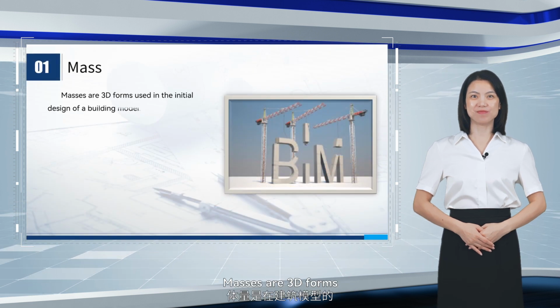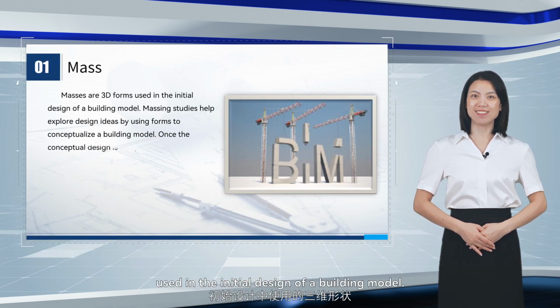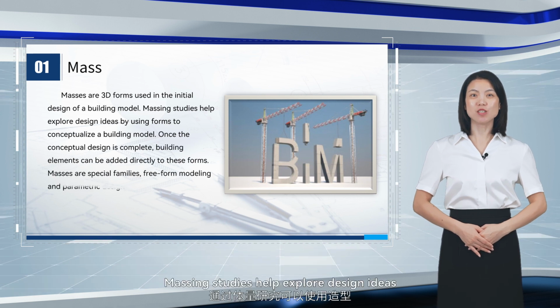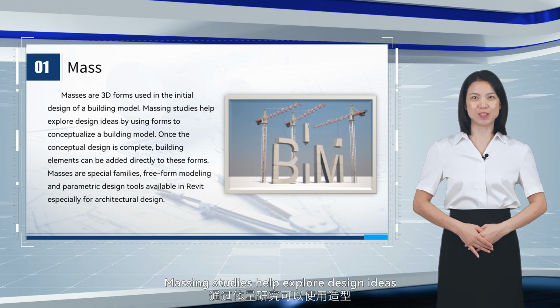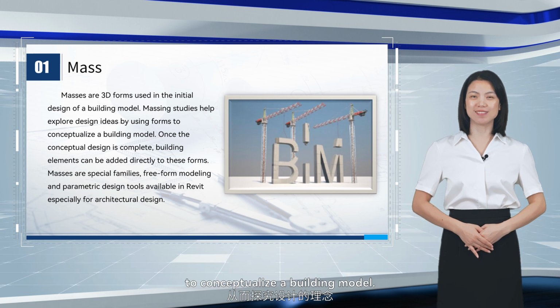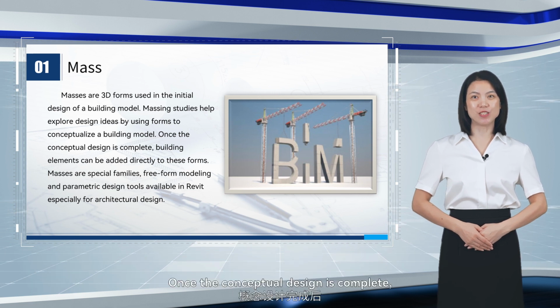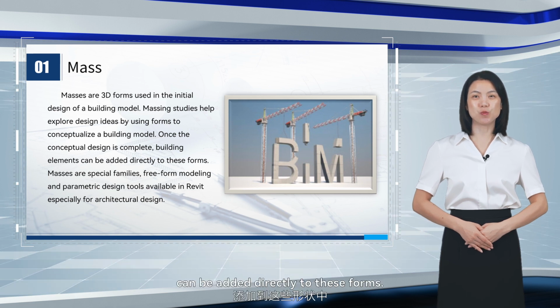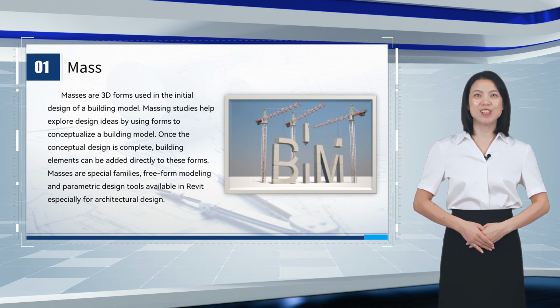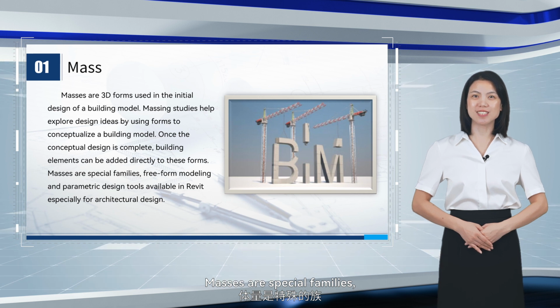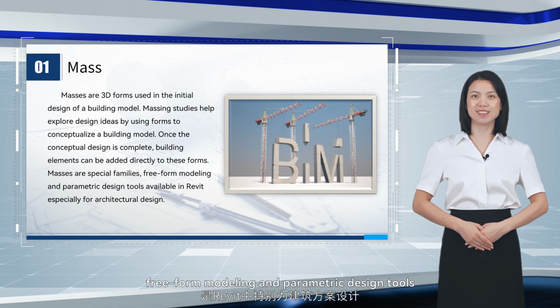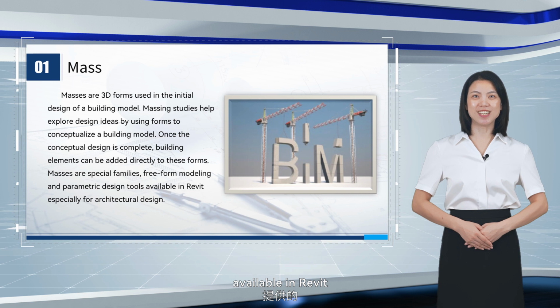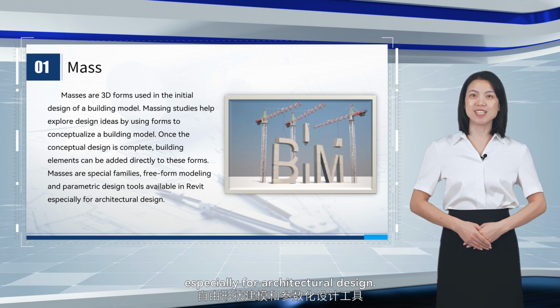Masses are 3D forms used in the initial design of a building model. Massing studies help explore design ideas by using forms to conceptualize a building model. Once the conceptual design is complete, building elements can be added directly to these forms. Masses are special families, freeform modeling and parametric design tools available in Revit especially for architectural design.